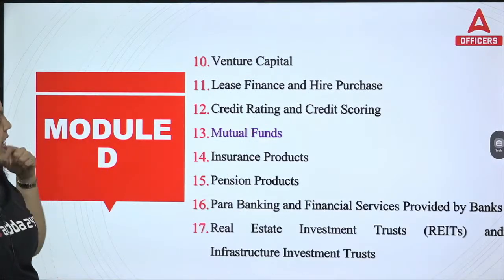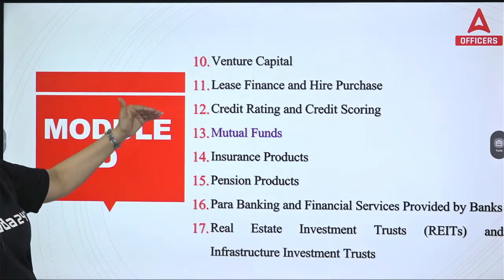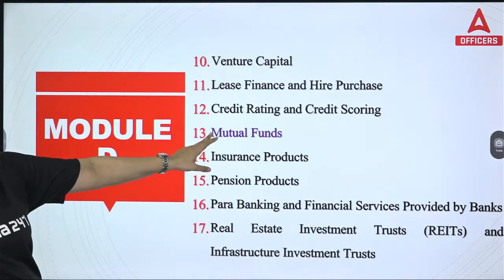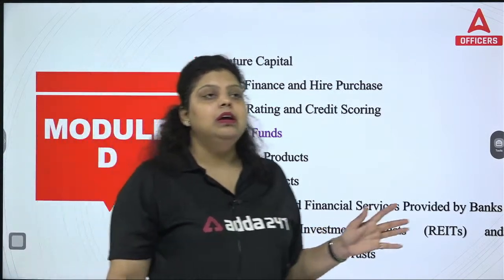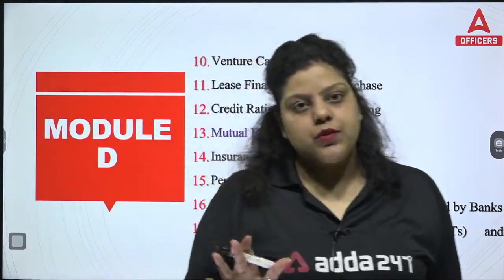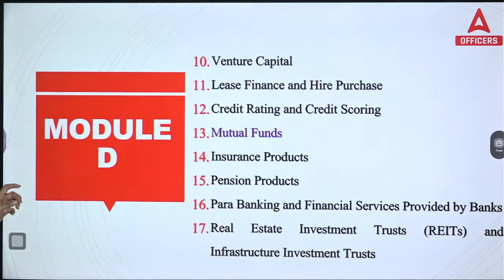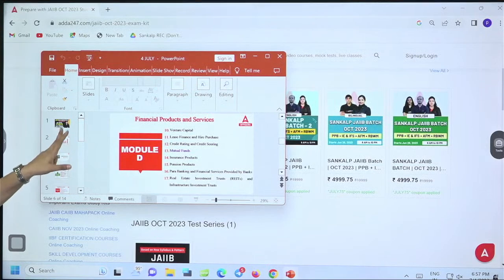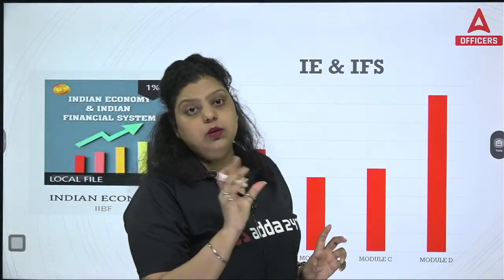You can see we have venture capital, lease finance, hire purchase, credit rating and credit scoring, mutual fund, insurance product, pension product, etc. Out of these, mutual fund is again a very important chapter, because from mutual fund and merchant banking only, around 5 to 6 questions minimum were there. So module D is the biggest module of your subject, and it covers the maximum number of questions. You can see around 35 questions from module D only.